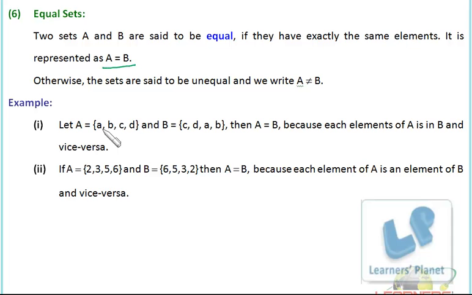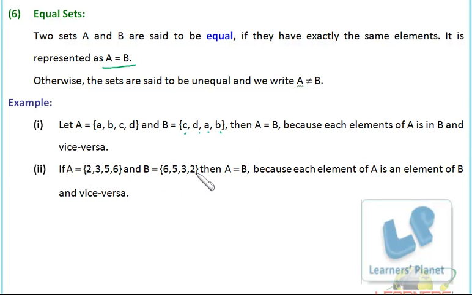Order can be different, like here A, B, C, D are the elements of set A and here set B has B, C, D, A, right? But the elements are the same. Here also A, B, C, D, 4 elements here, 4 elements here. So that's why A = B, or we can say A and B are equal sets, because each element of A is there in the set B.